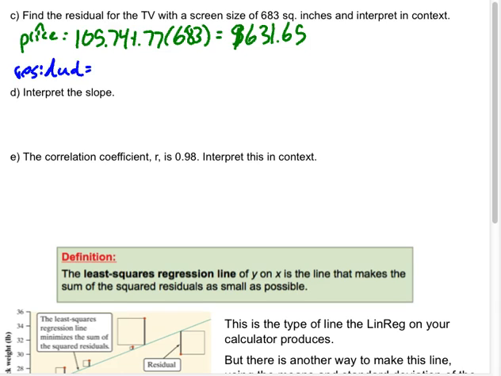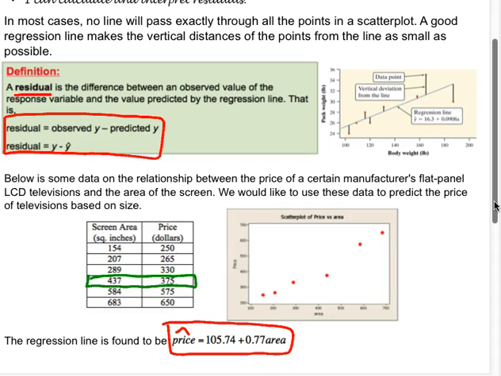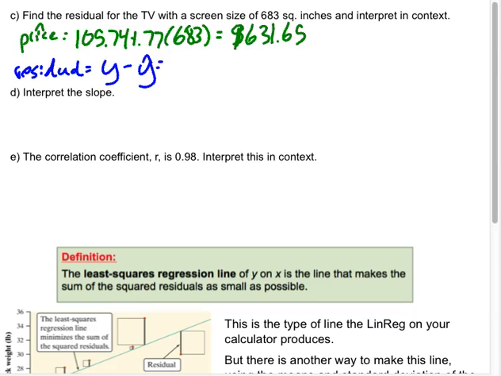The residual, again, is the actual value, the observed, minus our predicted value. So let's go back to that table again and find the actual value, which is $650. So we have the actual 650 minus 631.65, and that is going to be $18.35.